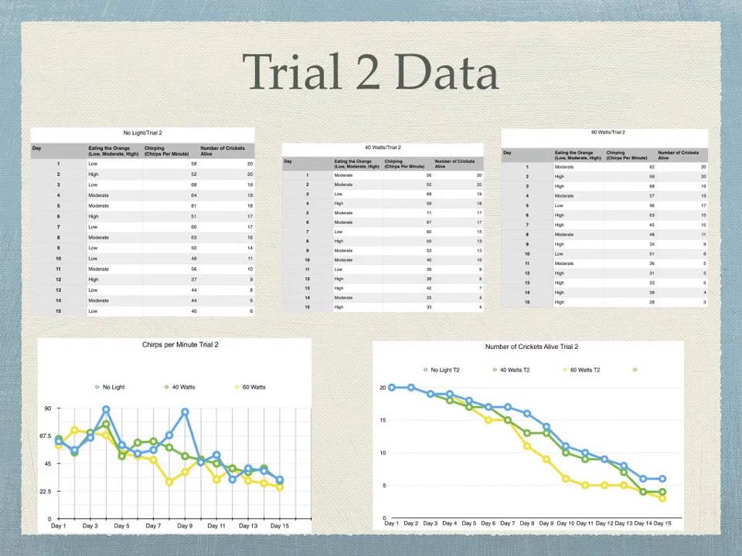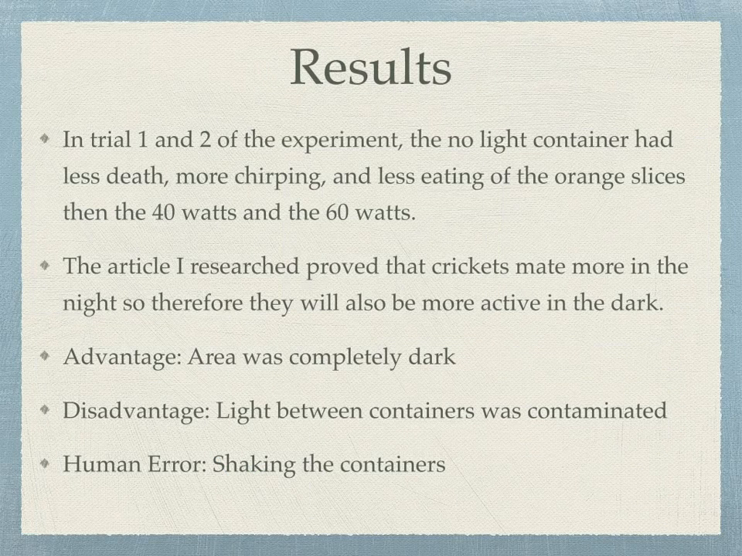And again, these graphs show these and how they kind of correlate together. So these are the results of both the trials. In basically both trials, the no light container had fewer deaths, more chirping, and less eating of the orange slices than the 40 watts and the 60 watts. The article I researched proved that crickets mate more at night, so they will also be more active in the dark, and that just kind of strengthens my hypothesis.